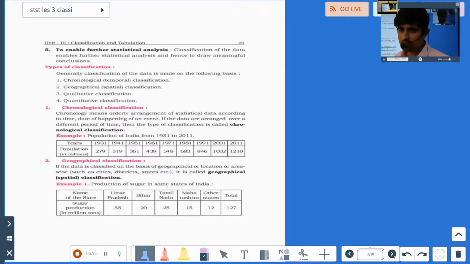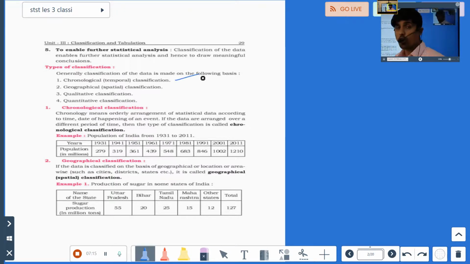What are the objectives of classification? If there are 5 points, you have to write these 5 points correctly. Now, how many types of classification are there? This is also asked, either for 1 mark or 2 marks, or 5 marks also. They'll ask types and they'll ask you to explain. So there are 4 types.